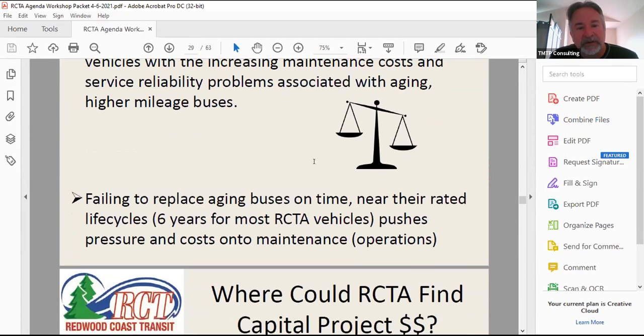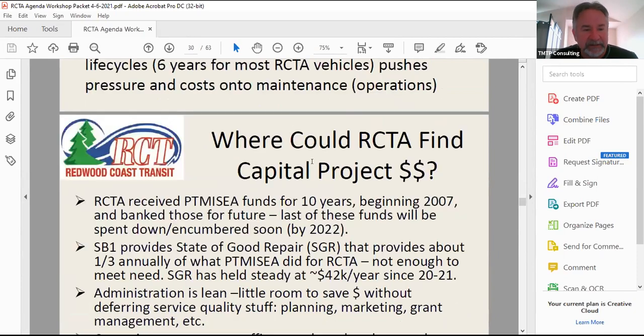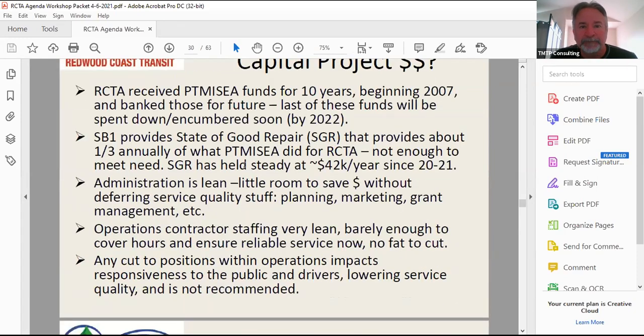And that's a challenge for us right now, with inadequate capital money to get them fixed. I mean, get them replaced at the 6-year mark. So often we're running them 8 or 9 years before we can replace them. What do we use for money on this?